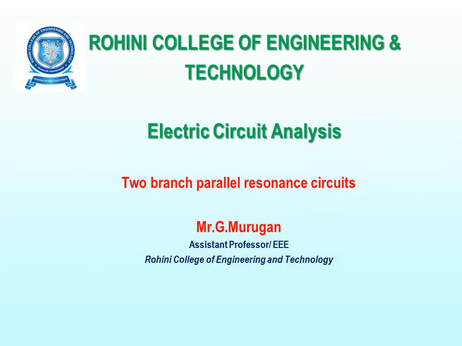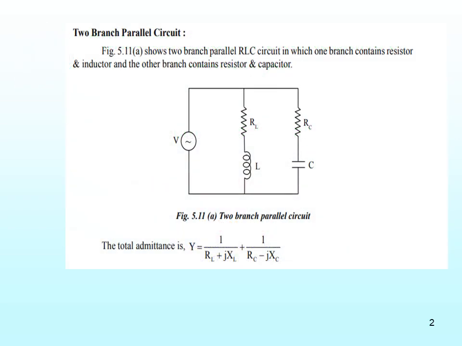Today we are going to see about two branch parallel shunt circuits. Here the resistor RL and the inductor L, RL and RC. RC is nothing but resistor and capacitor connected in parallel. Here RL is connected to the one voltage source. So the two branch parallel RLC circuit in which one branch contains resistor and the inductor and the other branch contains resistor and capacitor.